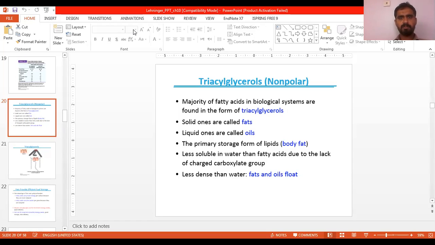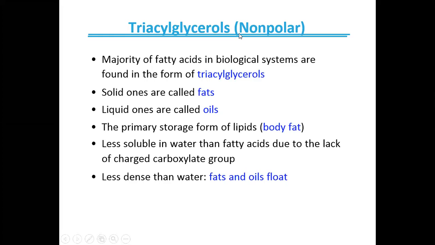Initially, we will start from the storage lipids. The example is triglycerols. Triglycerols are non-polar compounds. Majority of the fatty acids in the biological systems are found in the form of the triglycerols. They are of two types.